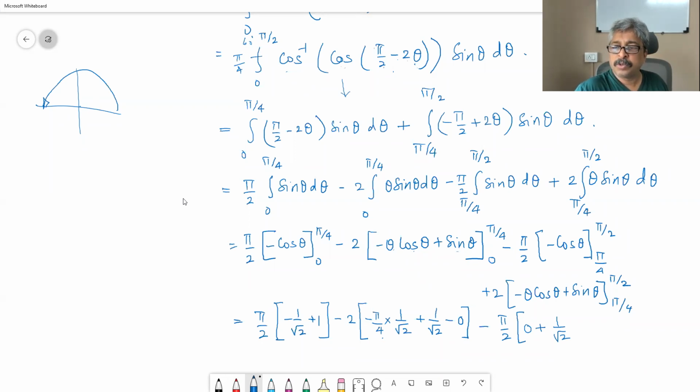cos pi by 2 is 0, so minus 0, and cos pi by 4 is 1 upon root 2 negative. Yes, it is equal, I made a mistake here. Is this correct? I think so.